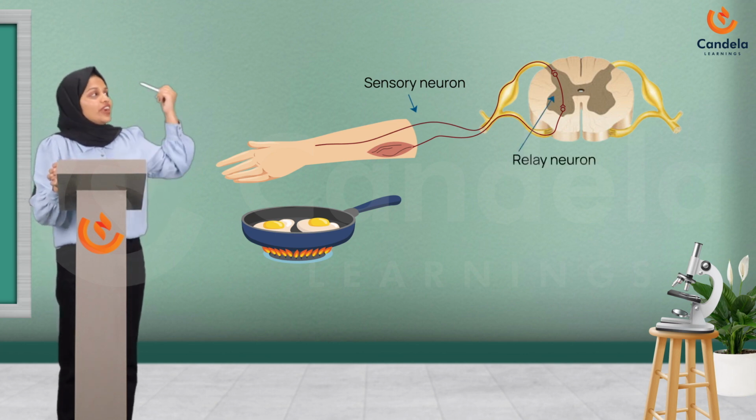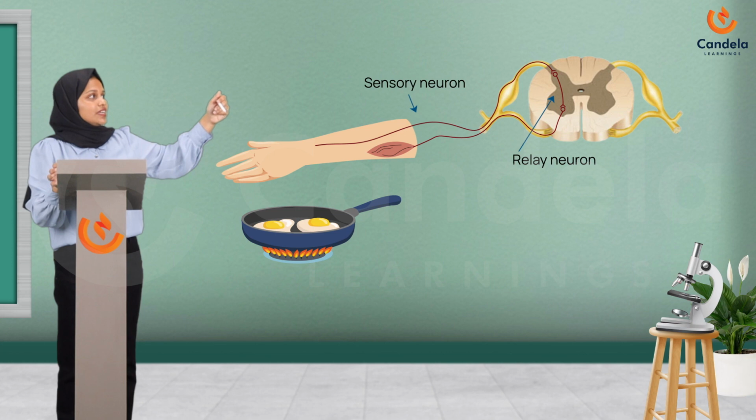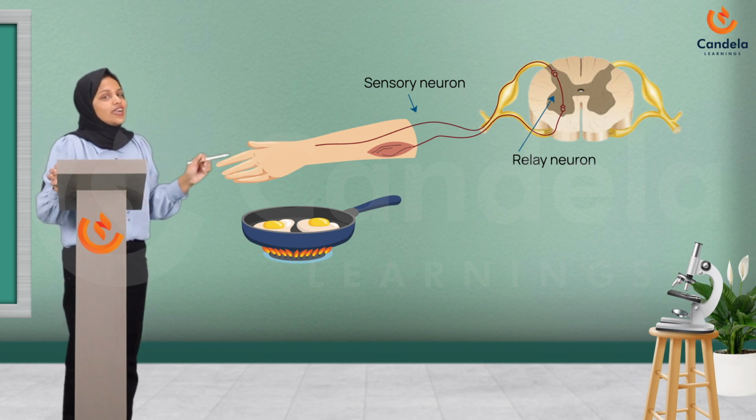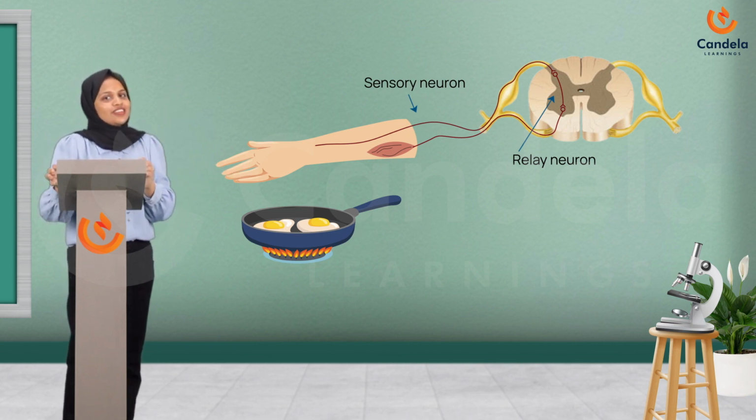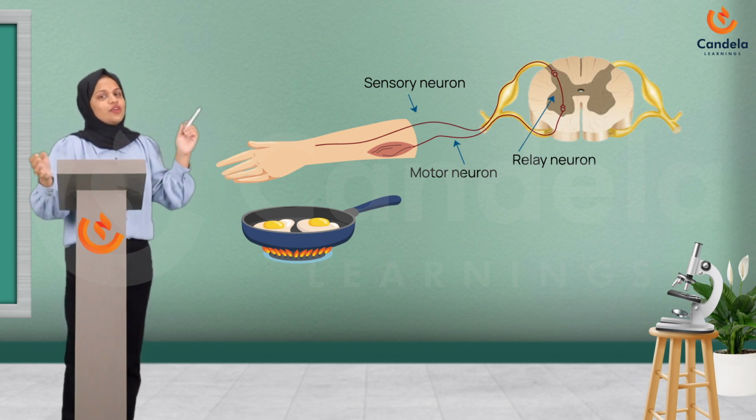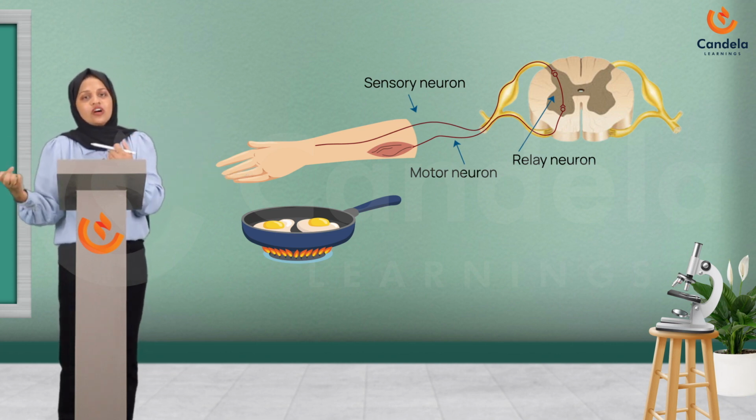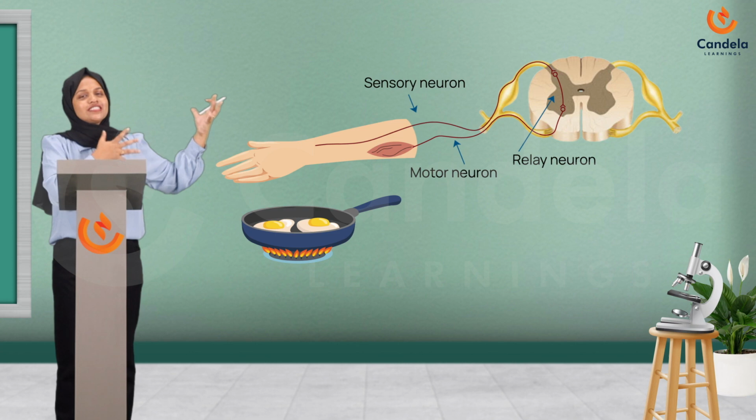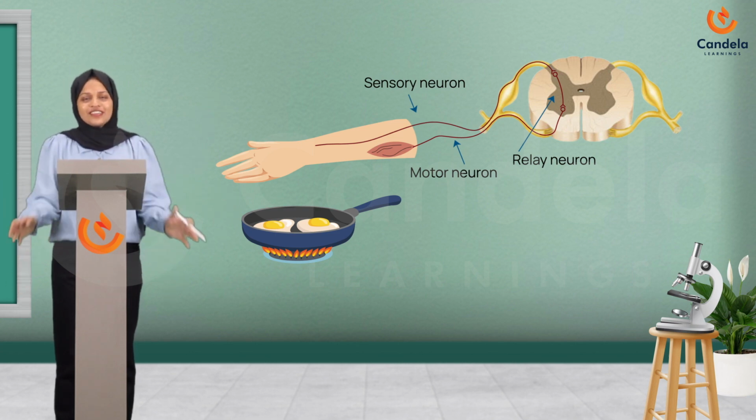Okay, then from the relay neuron, the information is taken up by another neuron which is present where? Which is present in the spinal cord only. And what is that neuron known as? It is known as the motor neuron. Okay, so this motor neuron causes movement or motion. It is because of this motor neuron that we are withdrawing our hand. So these neurons are our helpers in withdrawing our hand. Okay, I hope it's clear to you all.